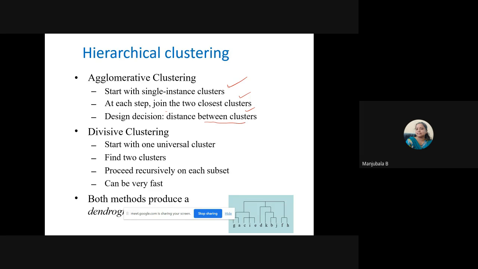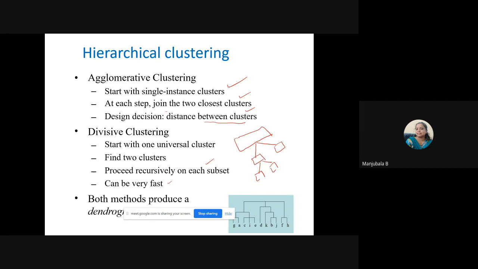Basically, agglomerative clustering is a bottom-up approach, and the reverse is divisive clustering. Divisive clustering starts with one universal cluster. All the data points initially remain in one cluster. Then at each step, we divide a cluster into two clusters. Again, the distance between the data points is the criterion to partition. It proceeds recursively on each subset, and it can be very fast, even faster than the partitioning algorithm.